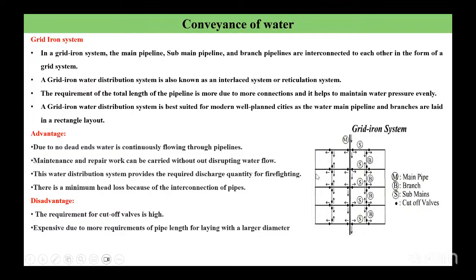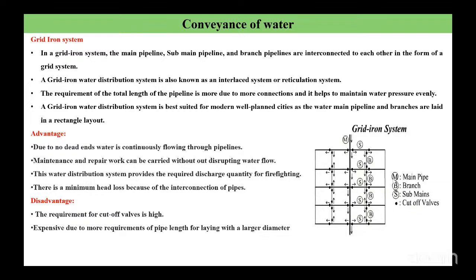So once it is installed with good planning of an urban system, or in well developed cities, this rectangular grid system is mainly used for good circulation of water along with the pressure. So the advantages are that there are no dead ends, so there is no stagnation of water. The water is continuously flowing through the pipelines, so there is no interruption in the water distribution.